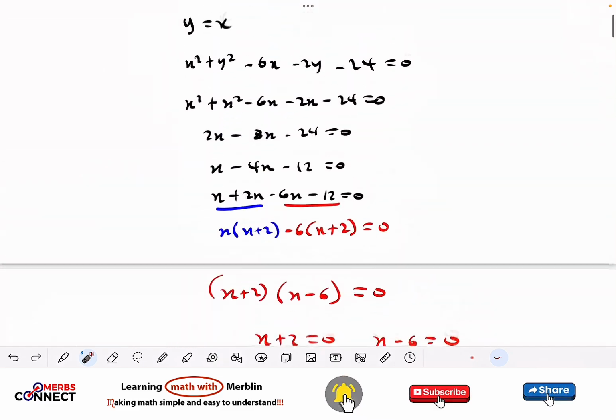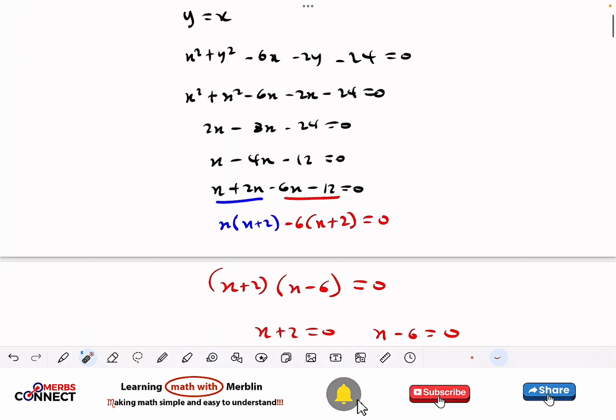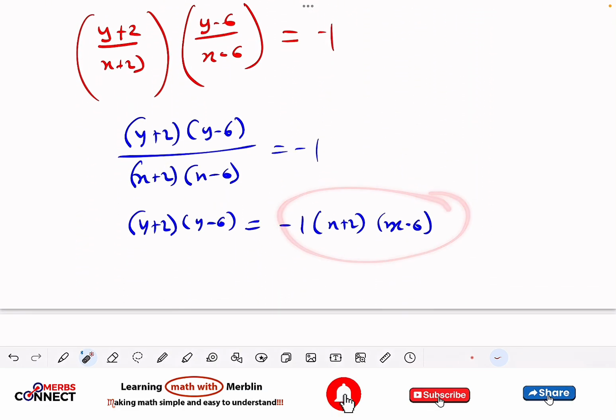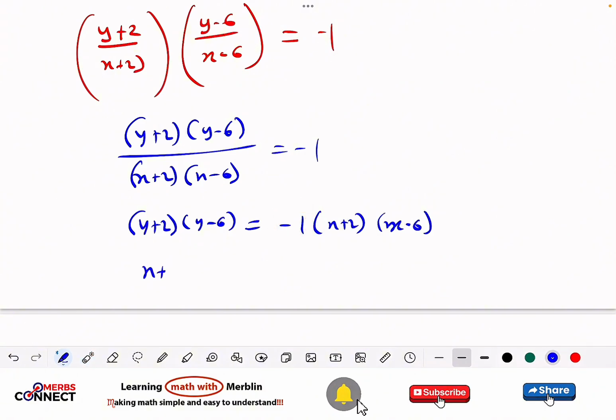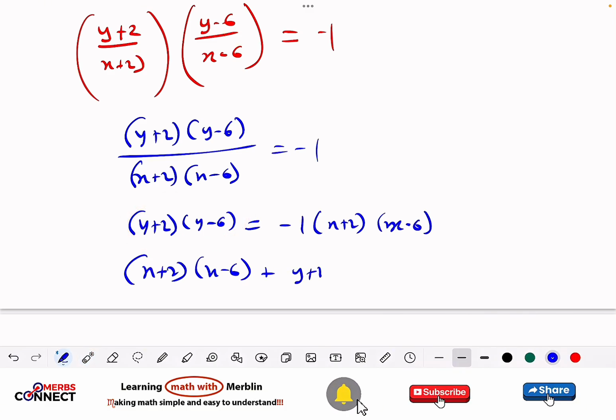So let me see if that's how it's supposed to be. Okay, yes, I'll move it to the left. From the option, I'm going to move this one to the left. When I move it, since it's minus, it becomes positive. So I'm going to have x plus 2, x minus 6. Then I have this one already here, so plus y plus 2, y minus 6 is equal to 0.